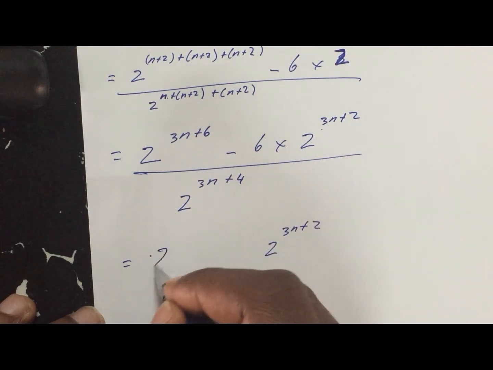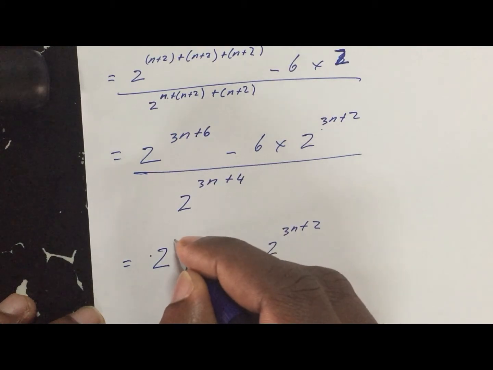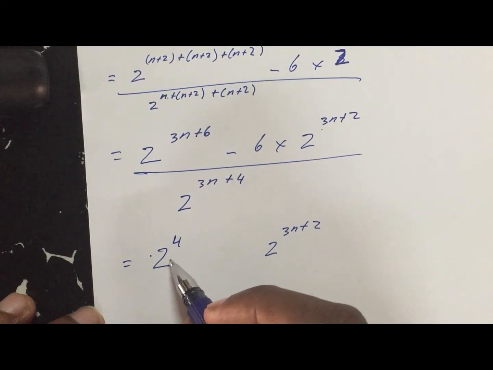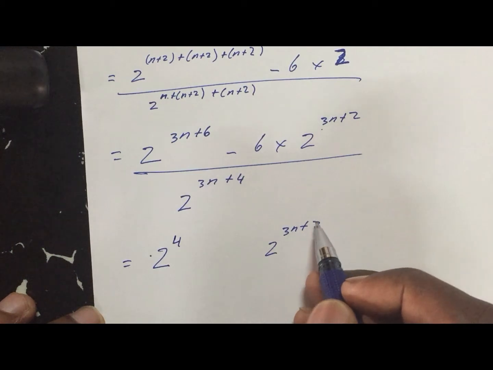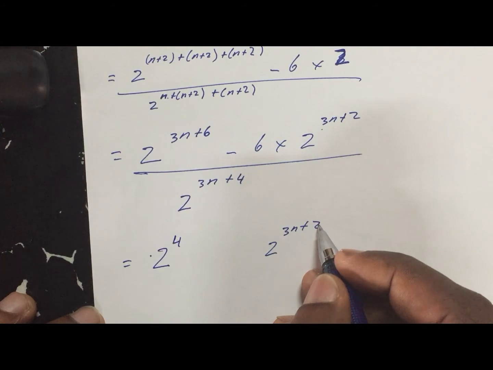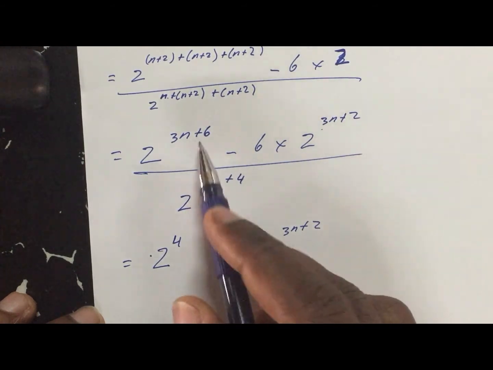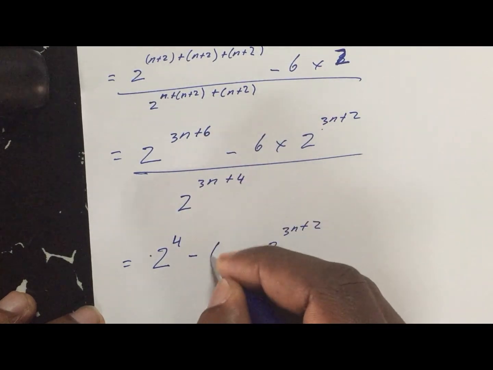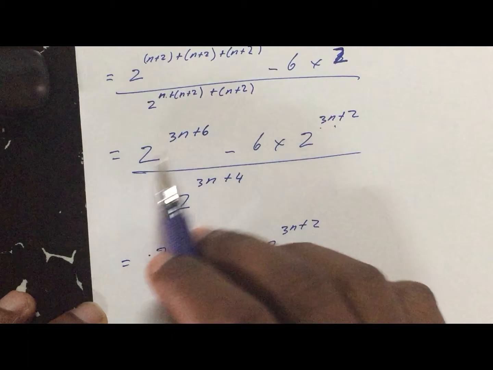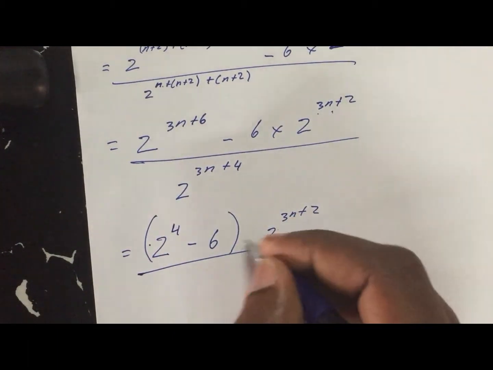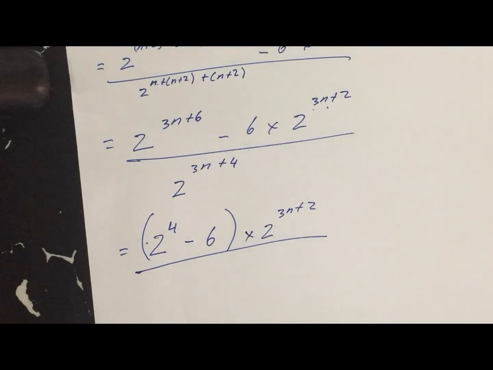We have the same base, so the powers add. If we multiply this, the base will remain the same since it is indices, and the powers will add. The power would be 3n plus 2 plus 4. So 4 plus 2 is 6, so it gave us back this. The minus we basically leave alone. We just factor this out. So what's next? That's multiplied there. Alright?